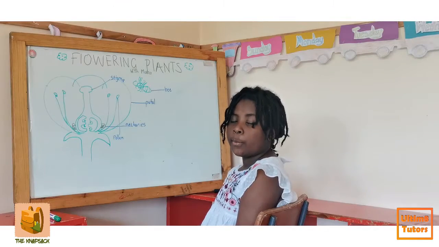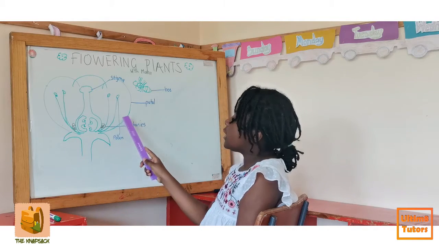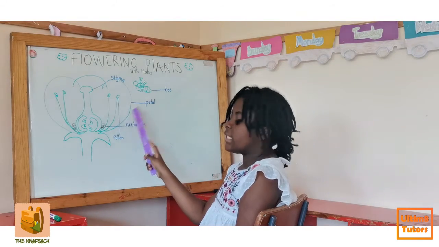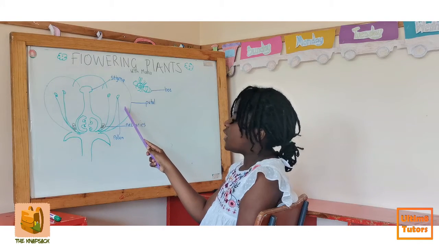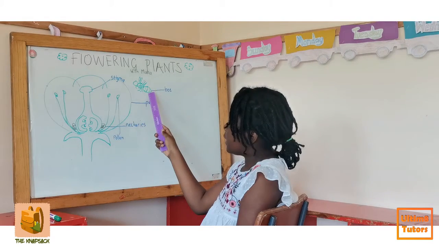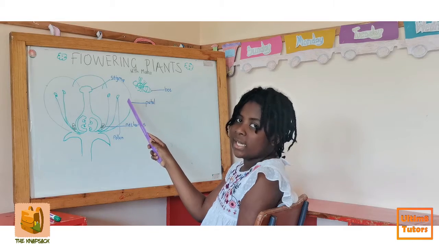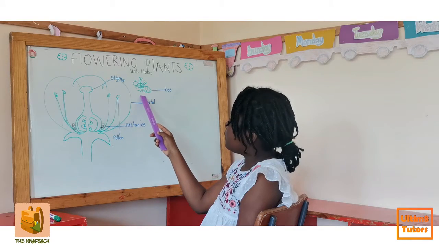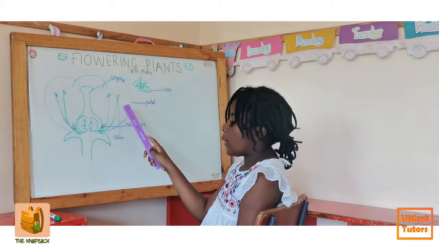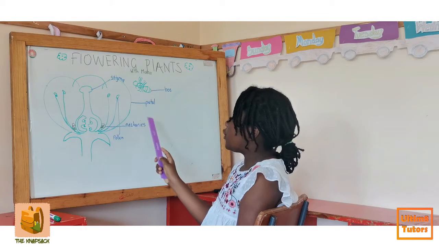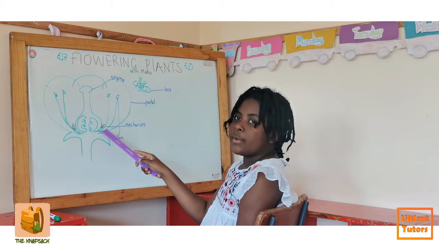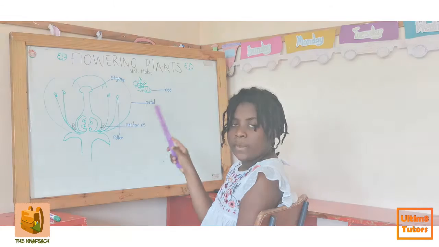Now I'm going to talk about pollination. As you can see, this is a flower. It is an insect-pollinated flower which is designed to attract insects with its petals, which are usually colorful. For example, a bee comes to a flower to get nectar, which is in the nectaries, which bees need to make honey.